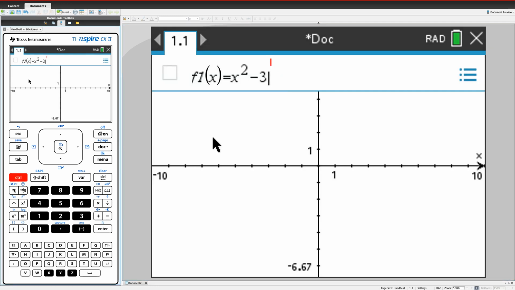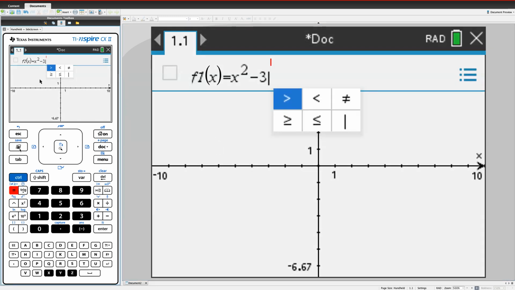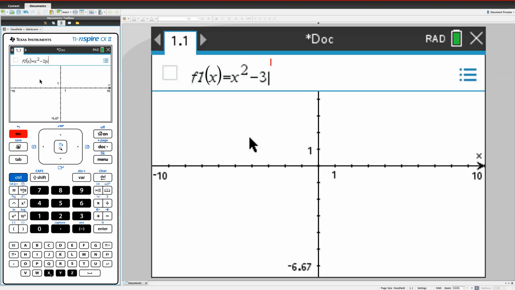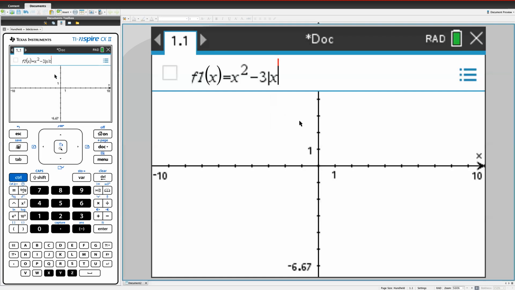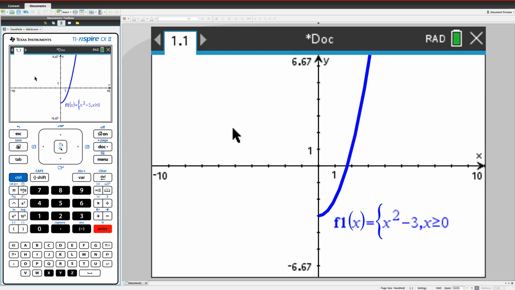We said we needed to restrict from what values originally? Whoops. 0 to. That's right. So I'm going to do X is greater than or equal to 0. Once you do that, press enter. And you see the graph?